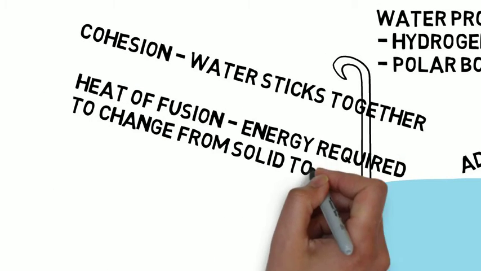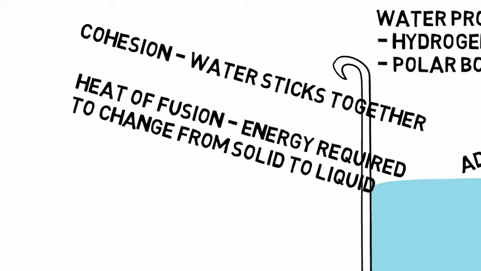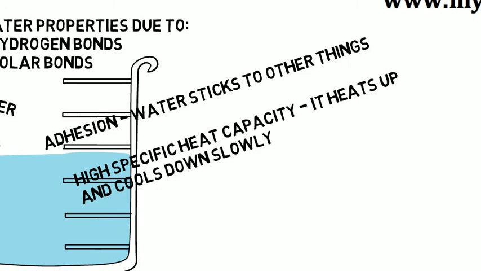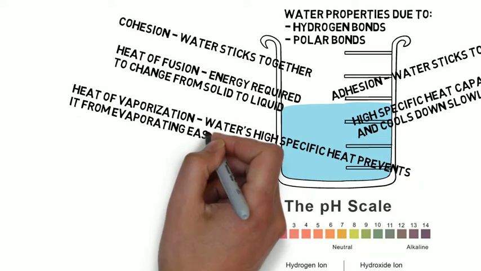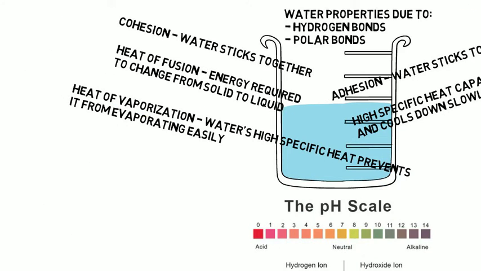Heat of fusion, which is difficulty in breaking the surface of water and creating surface tension. High specific heat capacity, which means it heats up and cools down slowly. Heat of vaporization, which means water's high specific heat prevents it from evaporating easily.